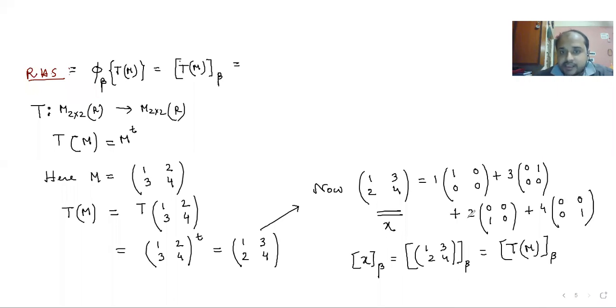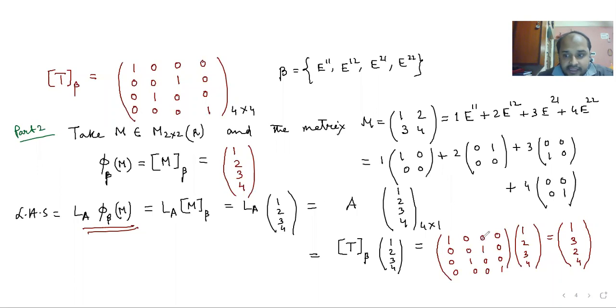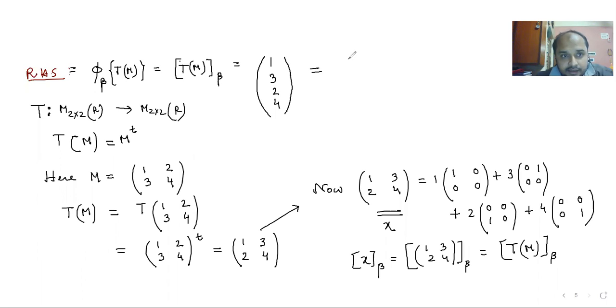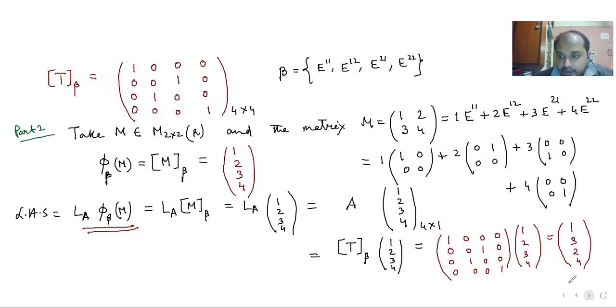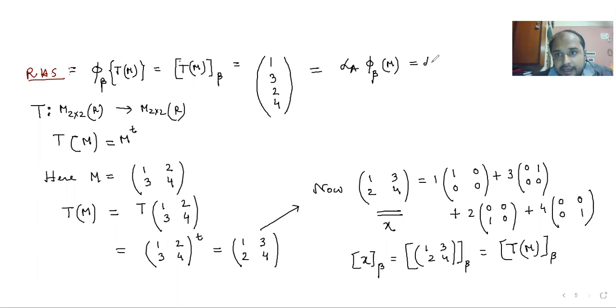So by definition, what is Tm beta? Tm beta is the column matrix 1, 3, 2, 4. And you see, in the previous case also we got 1, 3, 2, 4. So actually this is LA of phi beta of M. Okay, and that is nothing but your LHS. So the result is verified. LHS equal to RHS. So hope you have understood this particular thing which I have written over here.